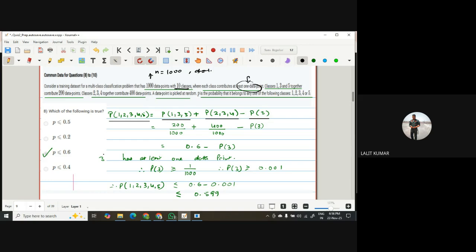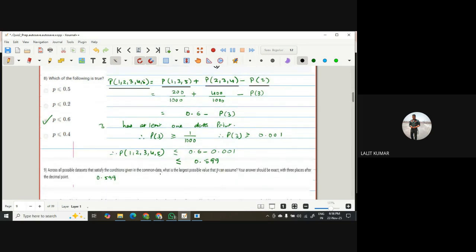Now class 3 has at least one data point. Therefore, probability of 3 is greater than or equal to 1 by 1000, that is 0.001. We put this 0.001 to find the probability. So it will become 0.6 minus 0.001. So probability of 1, 2, 3, 4, 5 has to be less than or equal to 0.599. As the data points for class 3 increase, this probability will decrease.